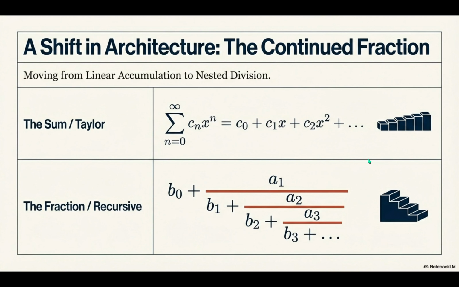And it goes down and down, nested inside itself. It's all about this repeated division. Why is that structure better? Why does nesting the division give us a better picture of the room than just adding terms? It's about relationship versus accumulation.